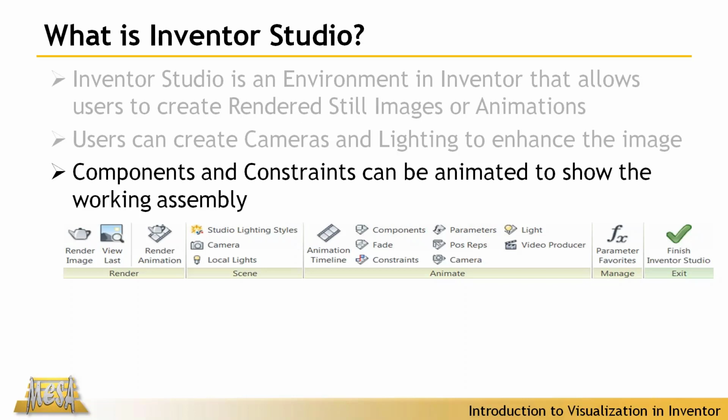You can see that that's the ribbon from Inventor Studio right there. The first three are really just rendering the images or animation. Getting into the last few, that main scene panel is just setting the lighting style, setting the camera, maybe adding a few additional lights. There's a little bit broader animate panel that has all the different types of animations we can do.